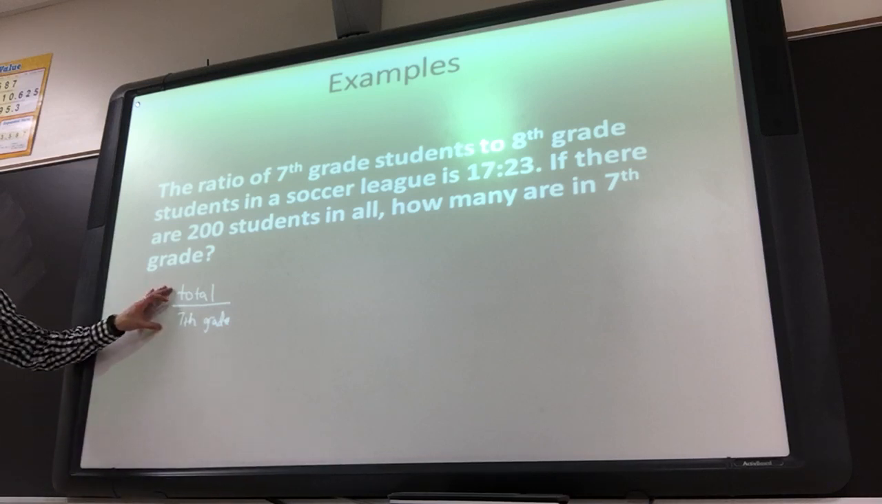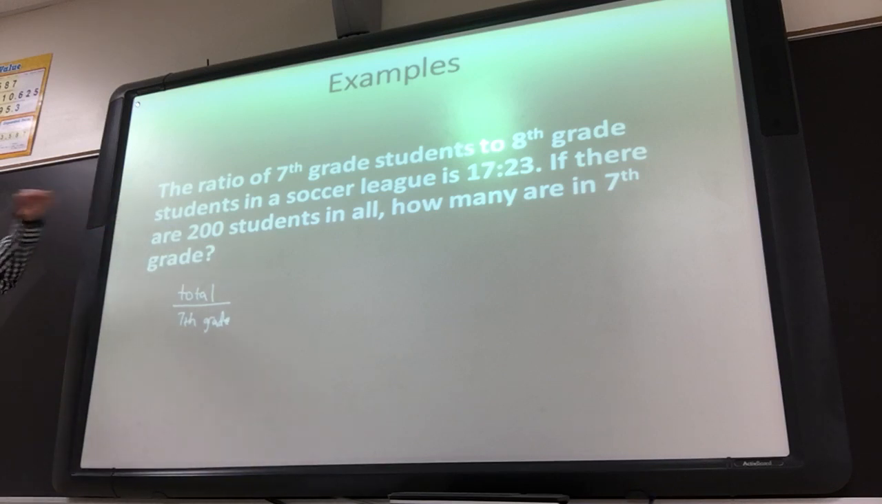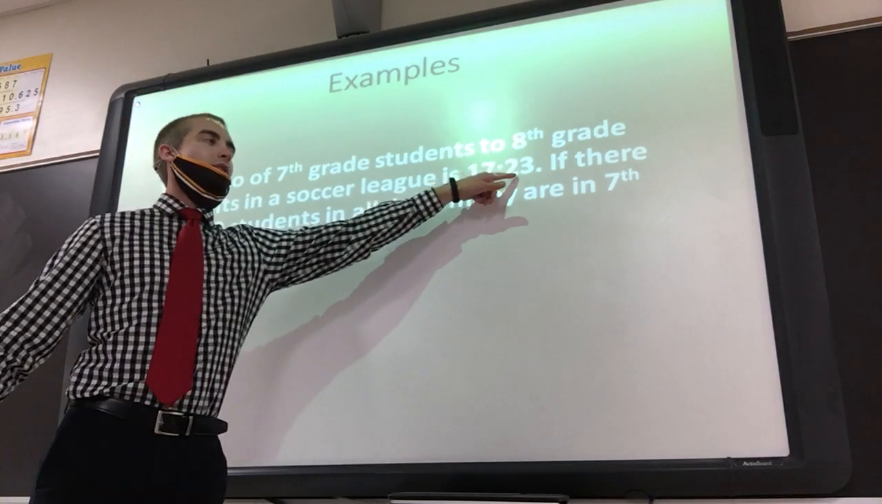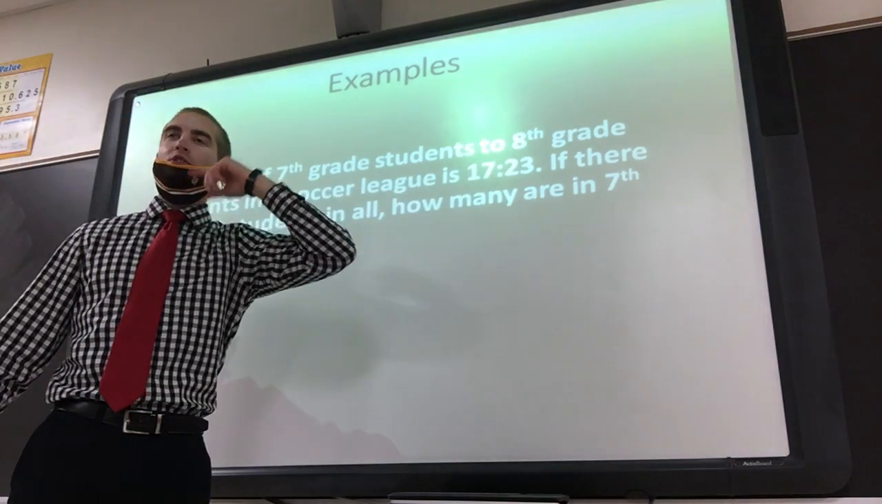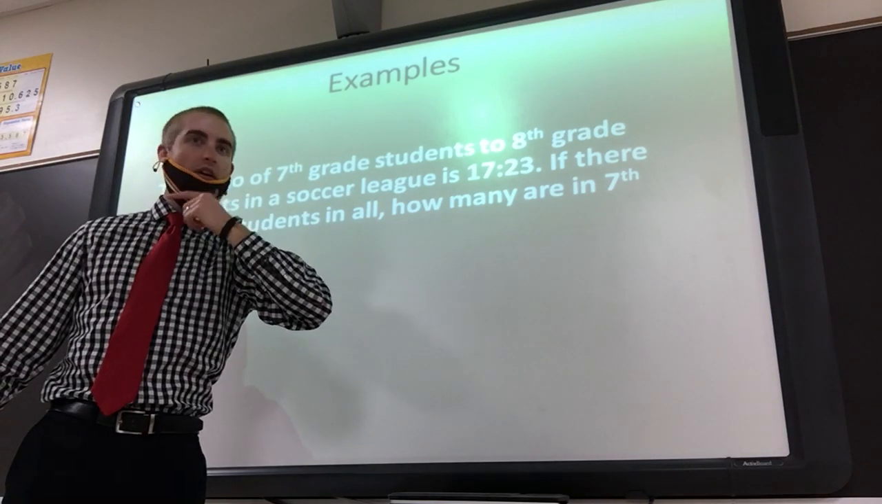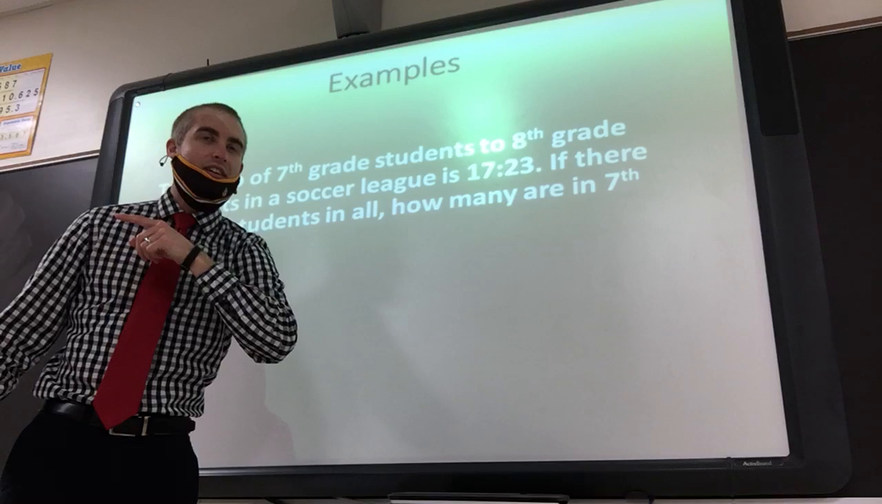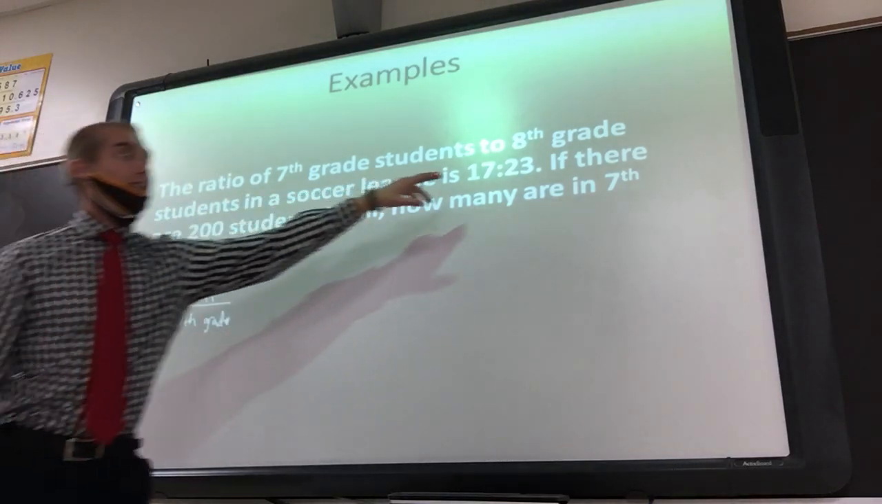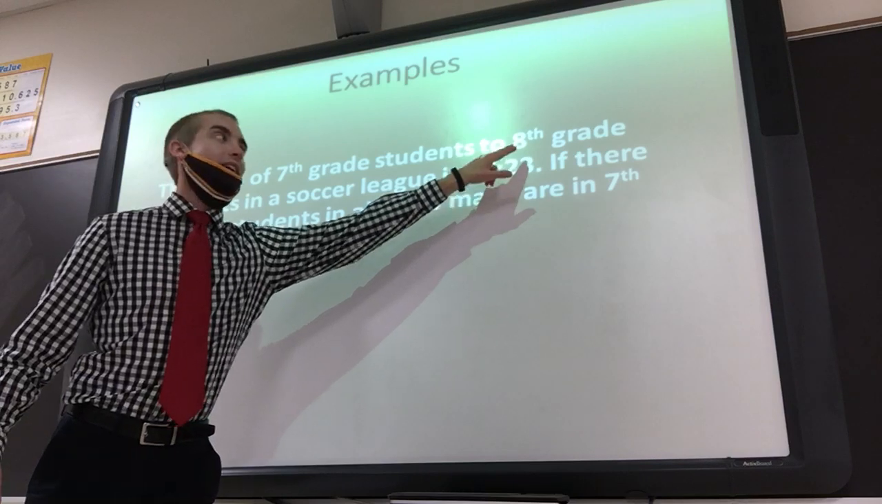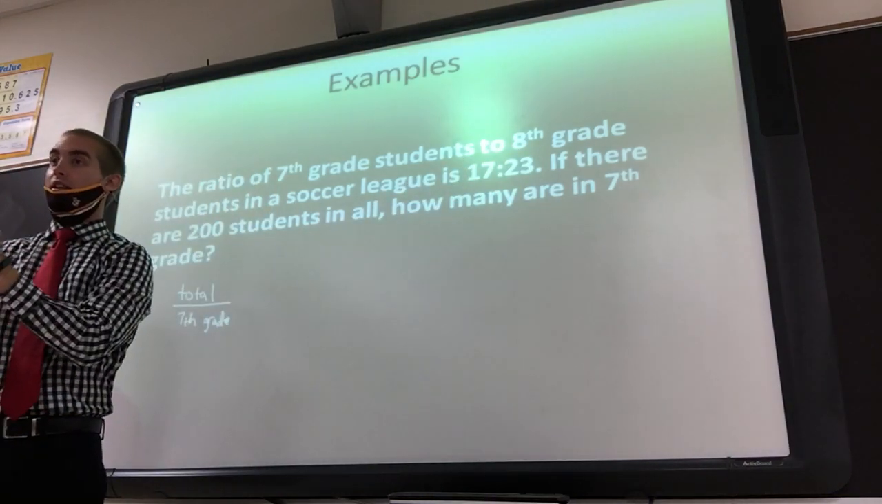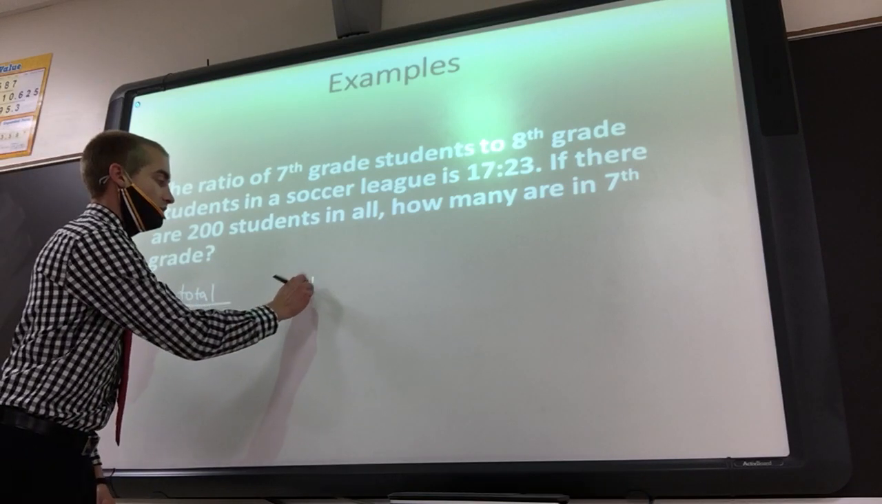Alright, so now let's make our proportion. How many total students are in this first part? Well, 200 in the second one. What about the first piece of information? It's 17 to 23. So that means there's 17 7th graders and there's 23 8th graders. So how many total students are there? How'd you get 40? Yeah, add them together. It's not going to be 23, because 23 is the 8th grade students. You've got to add 7th and 8th grade together. So it's going to be 40 total students.